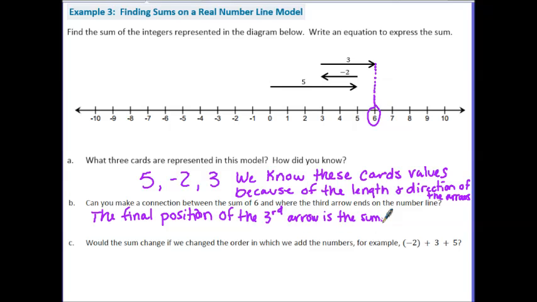Part C says, would the sum change if we change the order in which we add numbers? For example, starting with -2, then adding 3, and then adding 5. So we could kind of go through and see if this would make a difference. We'd start with 0 and move down 2 units. That's representing our -2. From there, I need to add 3. So above here, I'm going up 3 units. And from there, I'm going to go up 5 more units. So if we go above here, 5 units is still going to take us to a final position of 6.